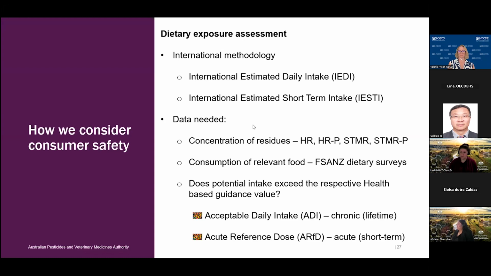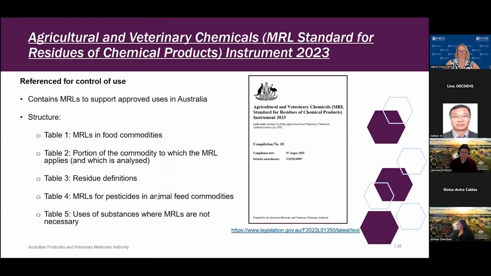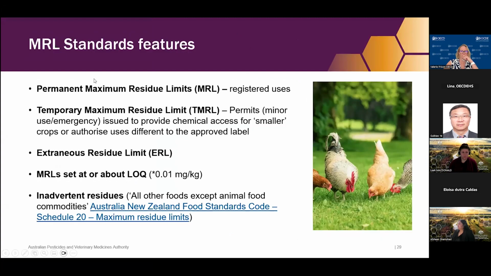And then FSANZ provides us the consumption figures, to see if the potential intake exceeds the respective health-based guidance values. And then these MRLs are published in our MRL standard for residues in chemical products. This MRL standard features permanent MRLs and TMRLs, which means they can change.